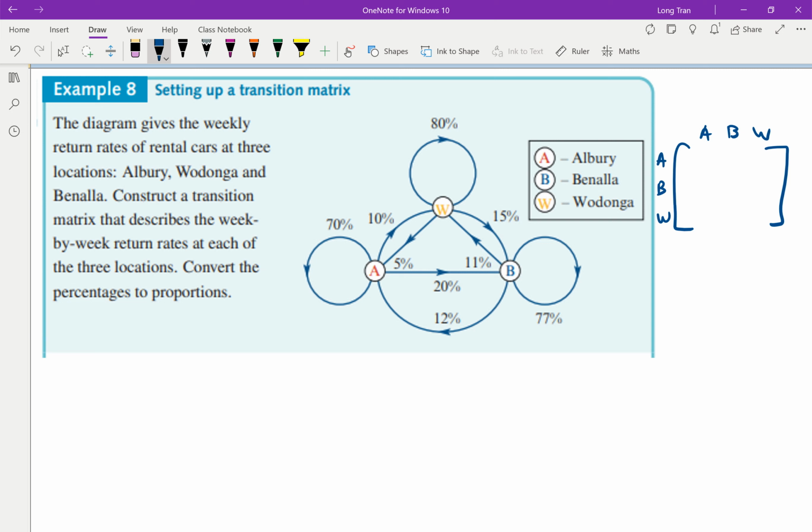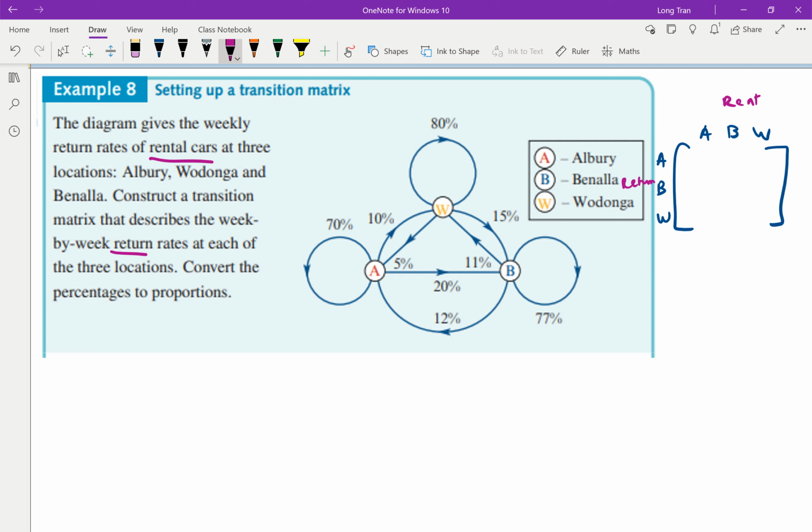And remember, in this case, what am I doing? It's rental cars as well. Okay, so it looks like I'm renting and then I'm returning. Is that right? Describes weekly return. Okay, cool. So it is. So return is going to be over here. So let's look at the diagram.